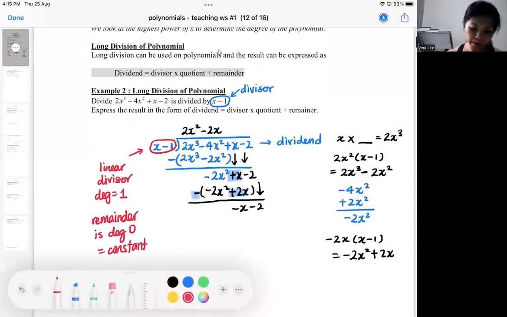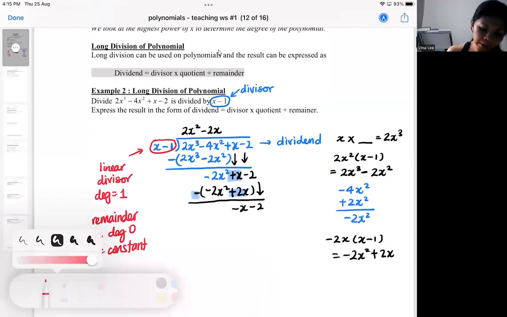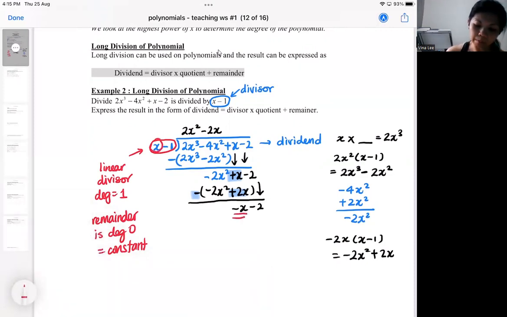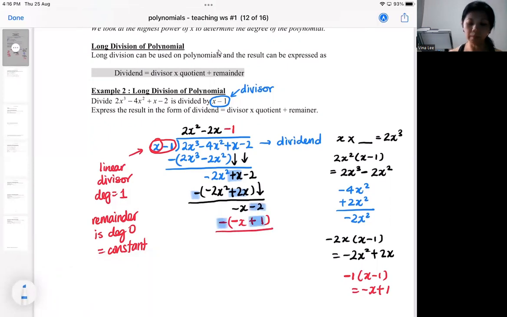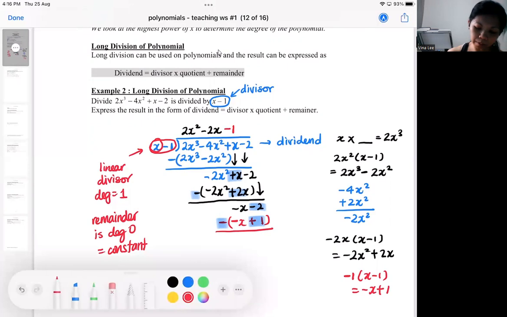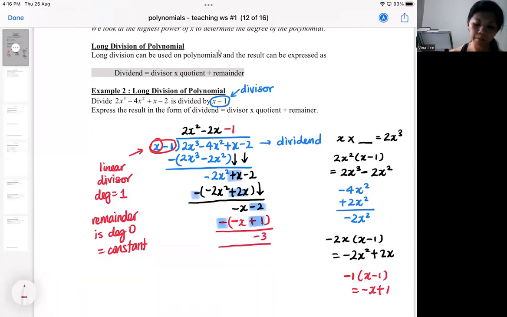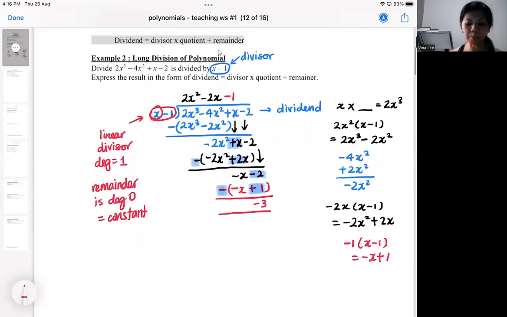So I'm going to repeat all over again. x times minus 1 is going to give me a minus x. So minus 1 times the whole thing, you will get a minus x plus 1. Subtract. Again, be careful of your subtraction. Minus 2 minus 1, so I will get a minus 3. So minus 3 is my remainder.